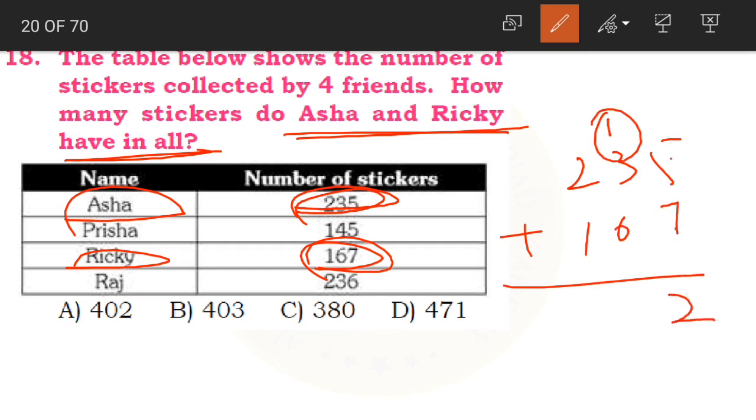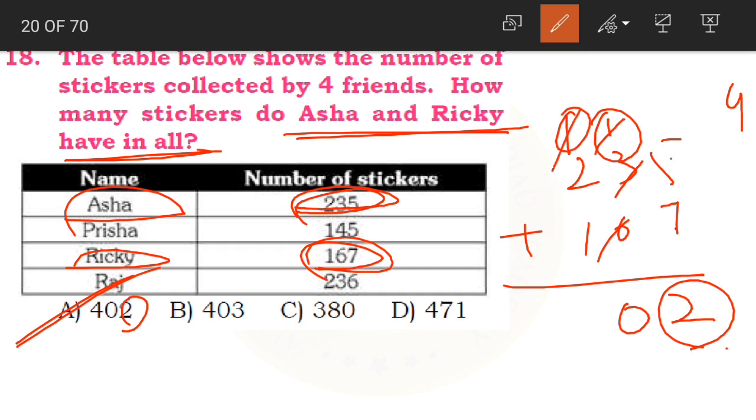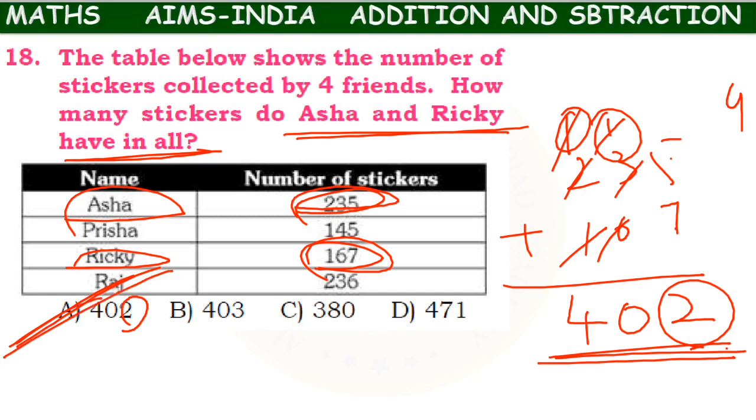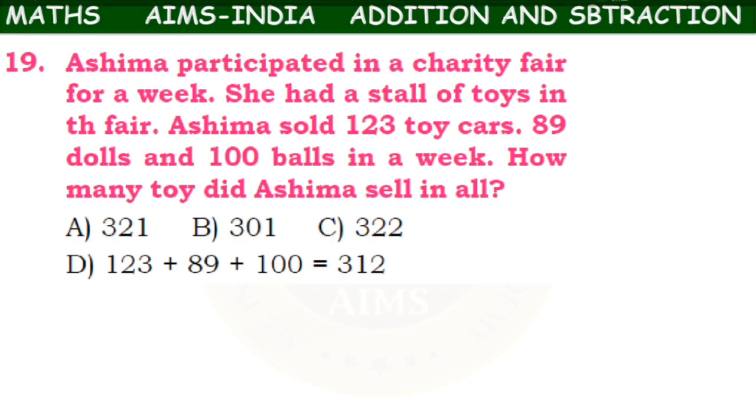1 carried. Now if you look at the options, only option A has 2 in the ones place. So A will be our correct answer even without checking. Or else let us cross check. 3 plus 1, 4. 4 plus 6, 10. 0 here, 1 carried. 1 plus 2, 3. 3 plus 1, 4. What is the answer, children? 402. That is option number A. Yes? Yes.